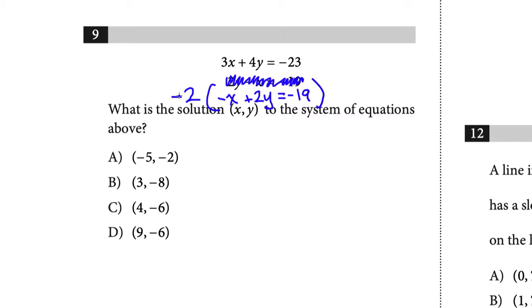So if I multiply the whole bottom equation by negative 2 on both sides, I'm going to rewrite that. Negative 2 times negative x is a positive 2x. Negative times a negative is a positive.